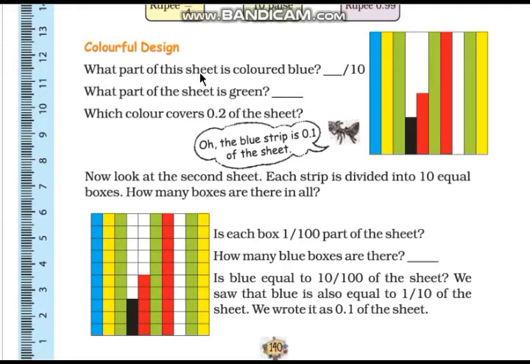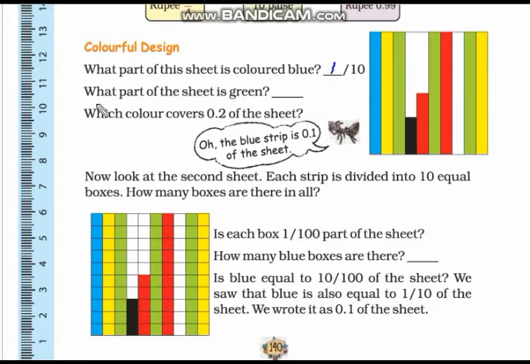Question: what part of this sheet is colored blue? So children, you can see here how many strips are there in total? 10, and they all are colored with different colors. Here you have to see the blue color. How many strips are blue? Only one. So out of 10 strips, only one strip is blue. So here it is 1/10. So 1/10 part of this sheet is colored blue. We can write here 1/10.